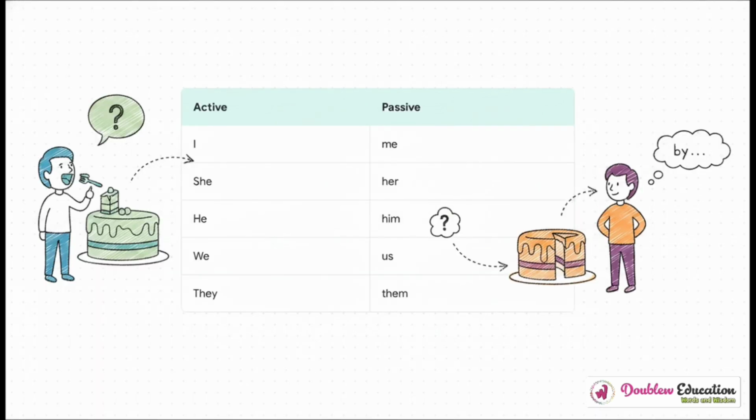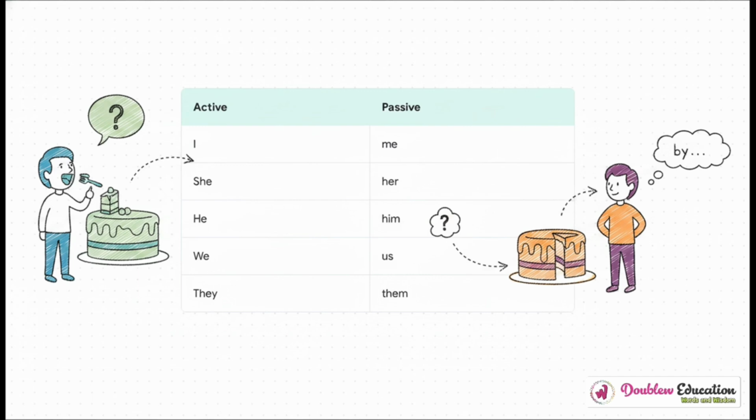And here's a quick look at that pronoun step we just mentioned. So if the active sentence was I eat a cake, the passive version becomes a cake is eaten by me. See how I changes to me? Same for she becoming her, we becoming us, and so on. Just keep this little table in mind.